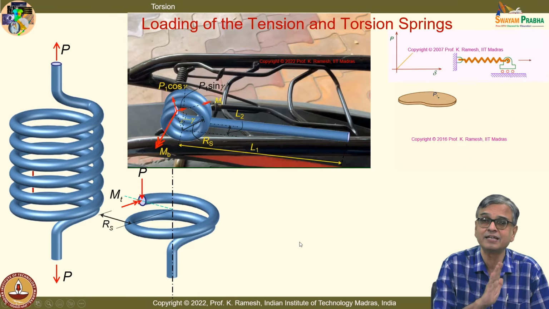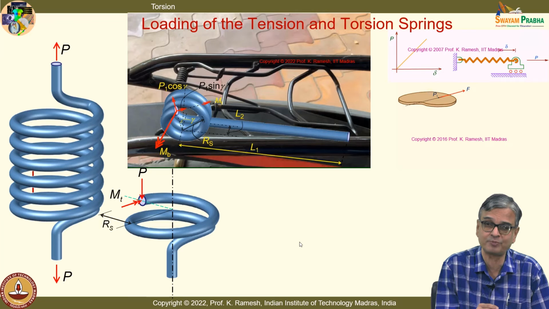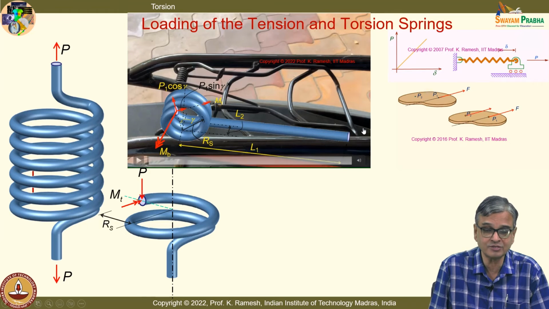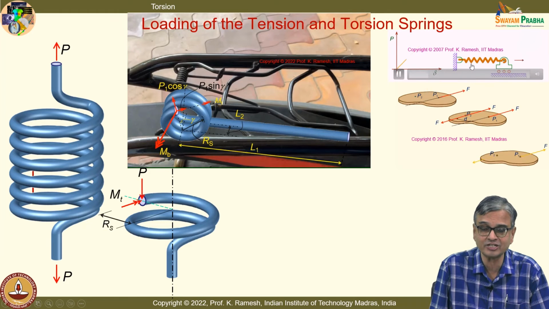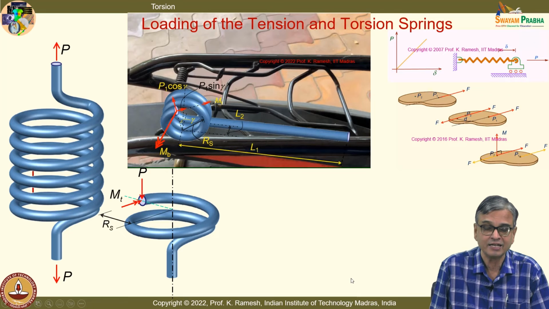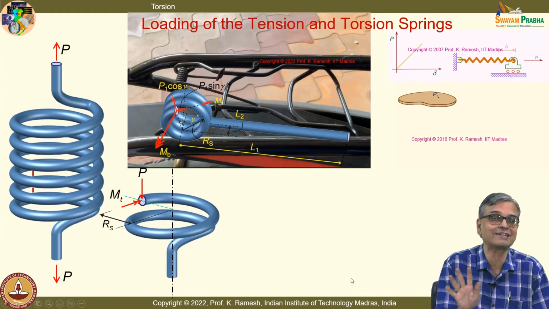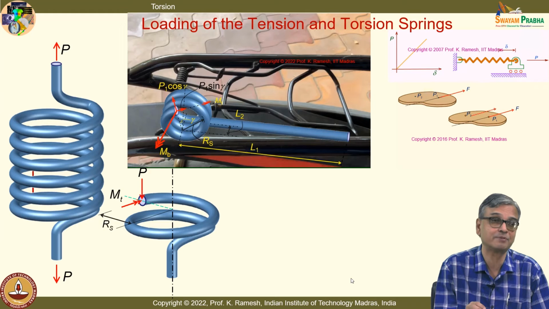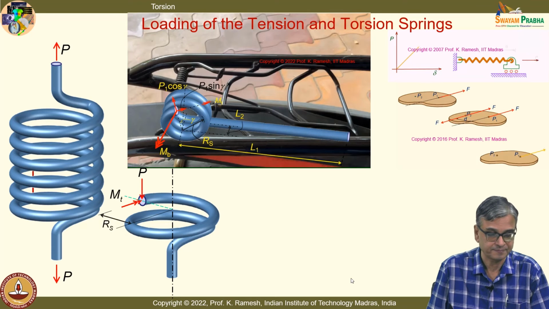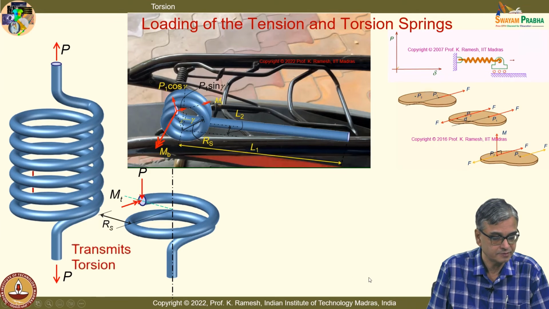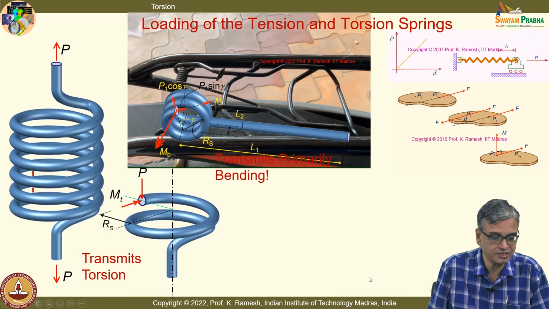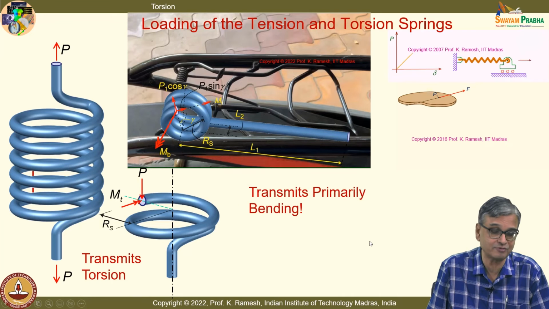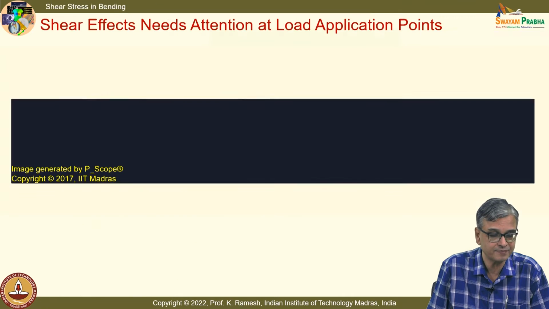Now you have the background to analyze these problems. So, do not simply say that when I have a sketch like this, a simple spring gets stretched, it is transmitting axial load. Do not say that. It is actually transmitting a twisting moment. So, this transmits torsion and this transmits primarily bending. So, you have to know the difference.